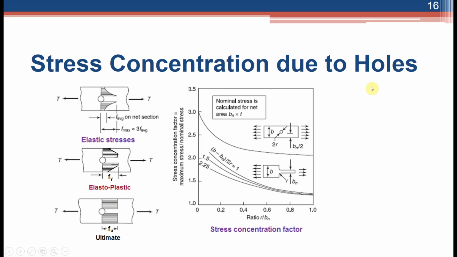Stress concentration due to holes. As we are all aware, whenever you punch a hole in a plate and apply a force at the edge of the hole, higher stress will occur than the stress at the edges of the plate. So if F average is the stress occurring at the edges of the plate, and F max is the maximum concentrated stress acting at the edge of the hole, that is equal to 3 F average.